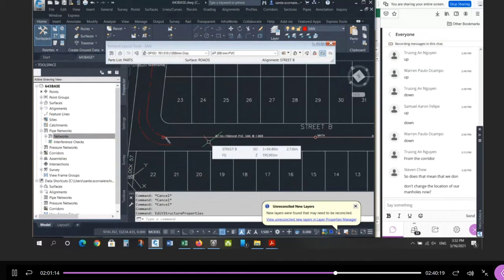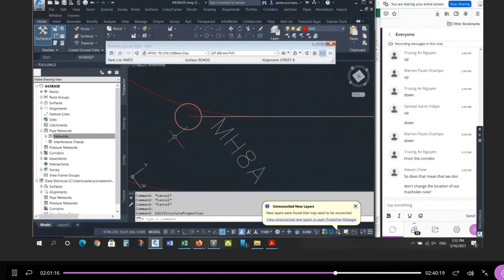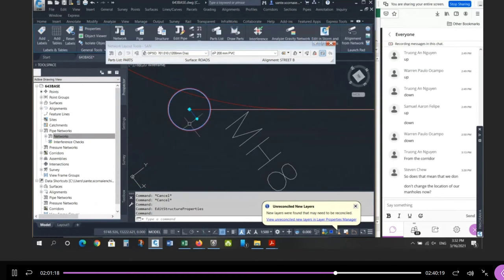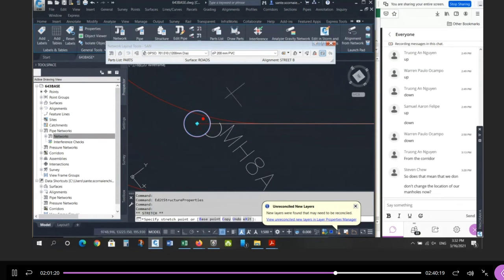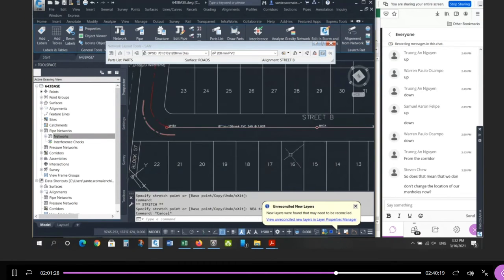Now, if you want to rotate the label, you can't touch the label. You have to rotate the structure. So if you click on the structure, you'll see this grip. This circle will rotate the structure, which rotates the label. So if you want to be in line with the pipe, snap to the pipe for the angle, and now it's parallel to the pipe.